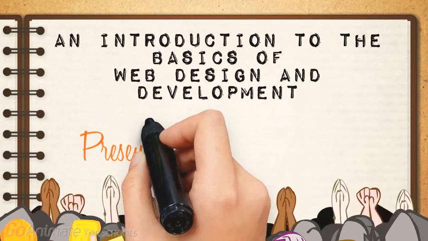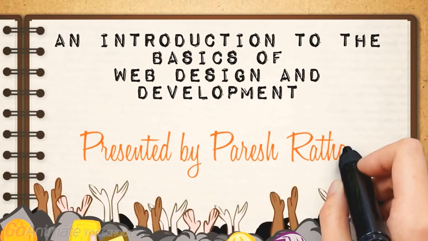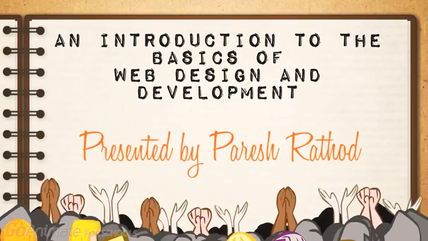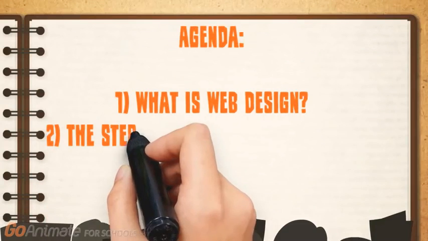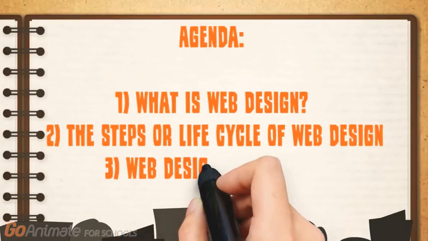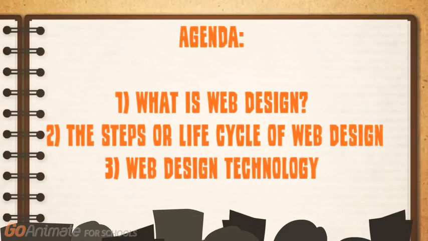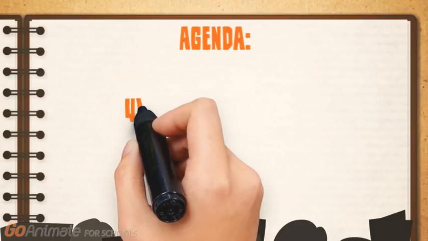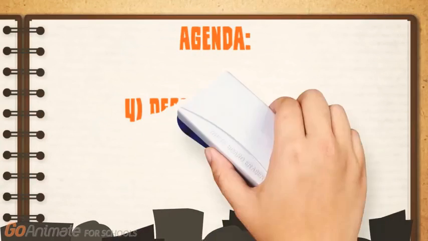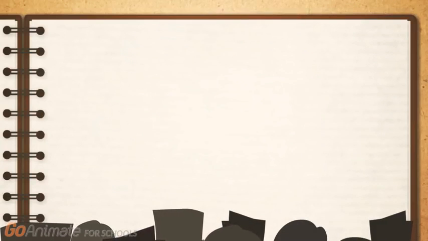My name is Paresh Rathod, and today's agenda is: first, we will learn what is web design; second, we will learn what is the process of web design, the steps or life cycle of web design; third, we will see which technology can be useful in web designing. Finally, we will conduct a web design workshop. We will be happy to help your team.